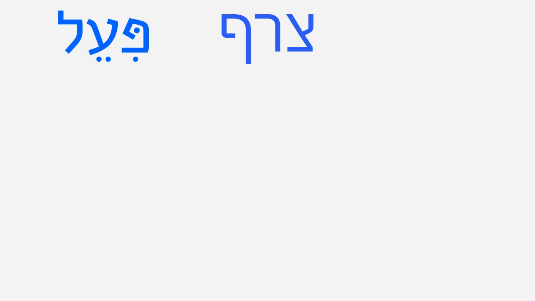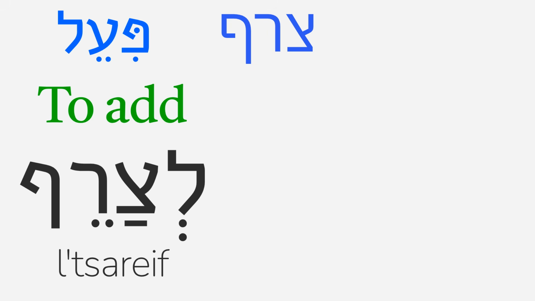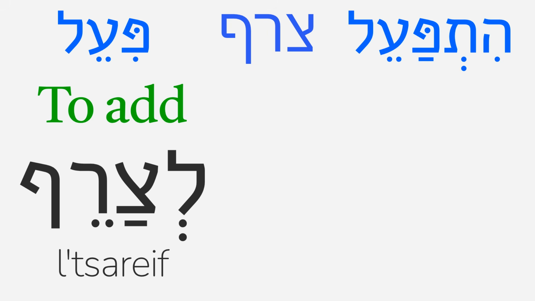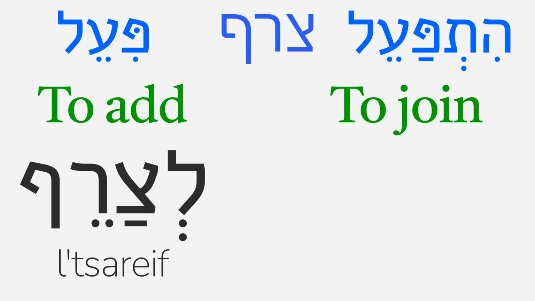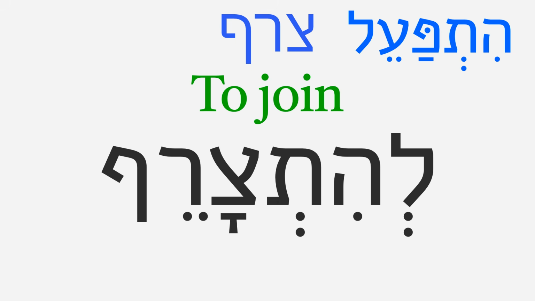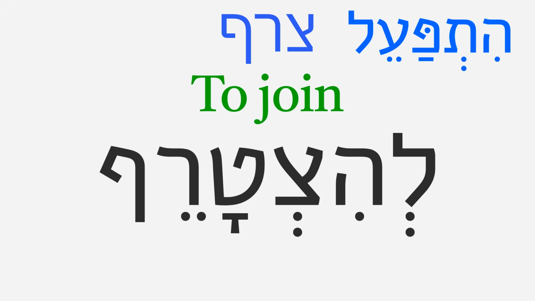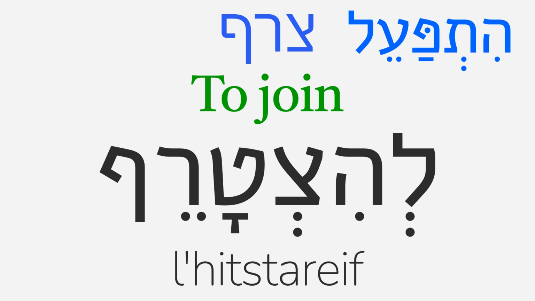Now the root, tsari resh pe. In the Pael, this root makes the verb latzaref, which means to add or to connect to something. The Hitpael verb with this root will have a reflexive meaning, to add oneself to something, that is, to join. This infinitive will not be lahitsaref, but the tav in the prefix and the first root letter tsari will swap places. Also, in the case of tsari, the tav will change into a tet, which doesn't affect pronunciation as they both say t. Lahittsaref, to join.